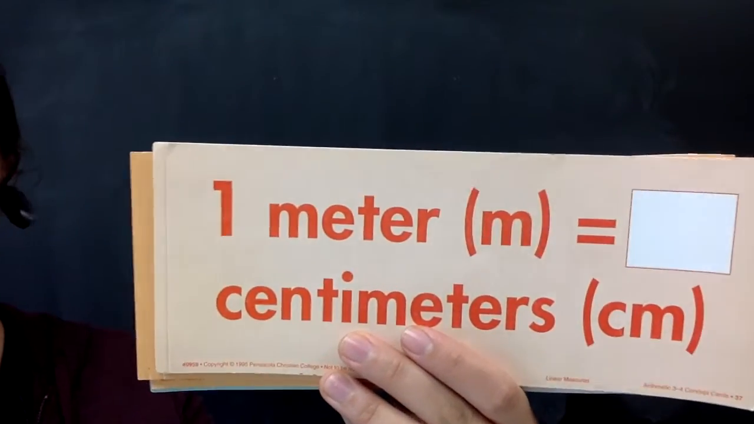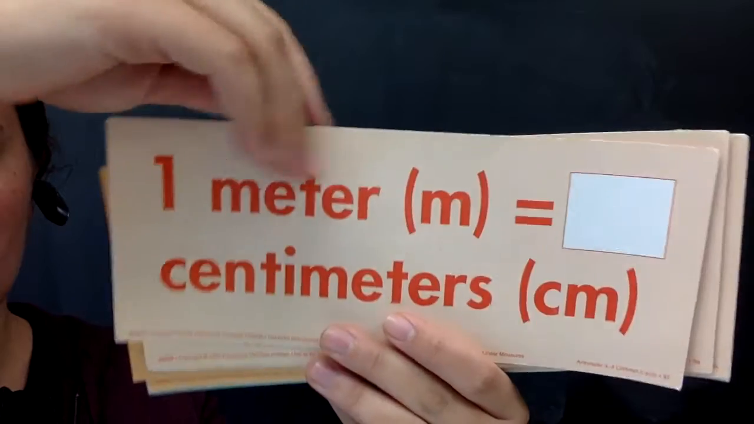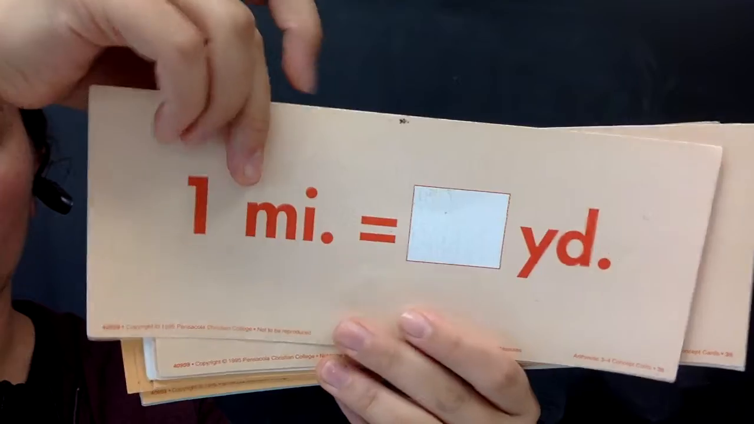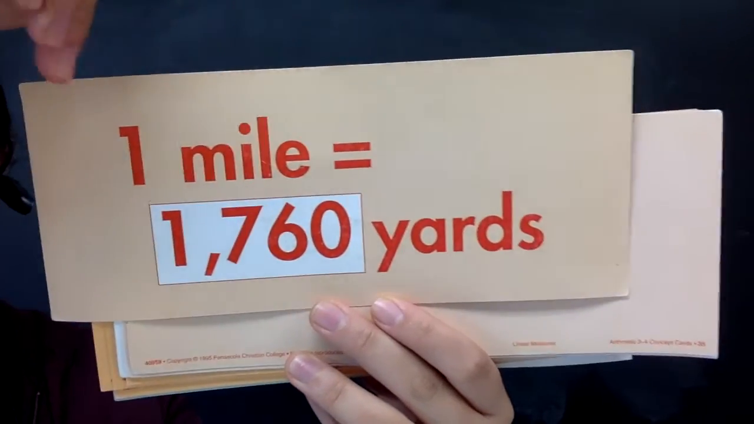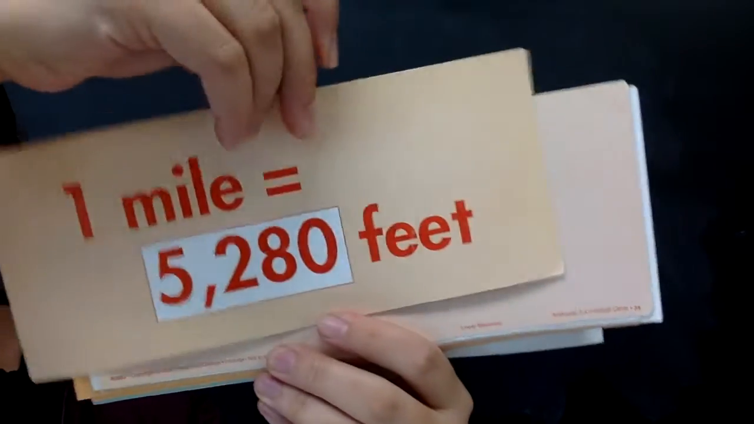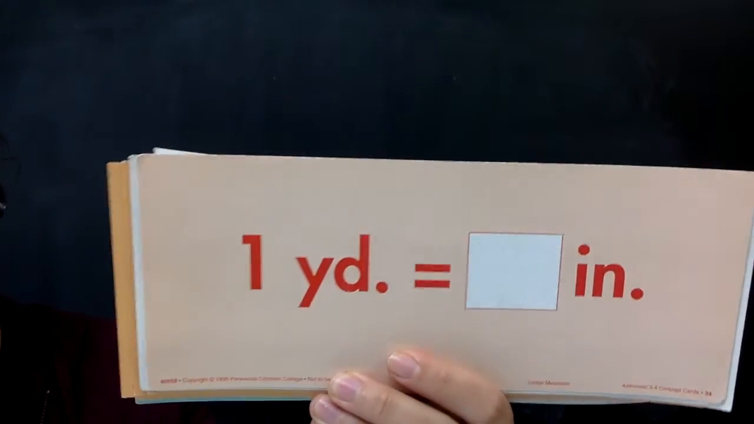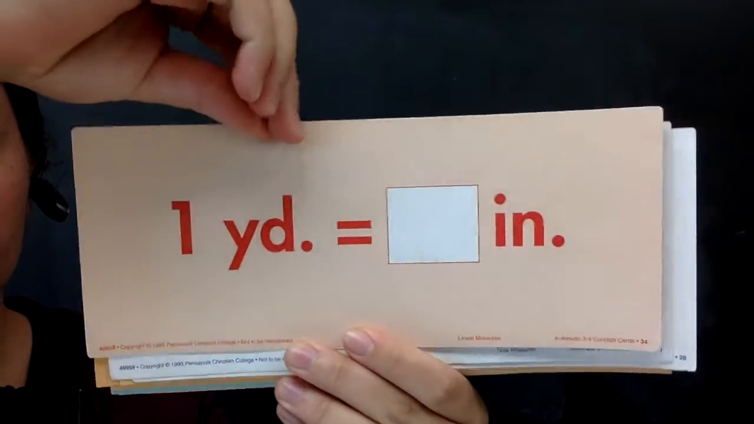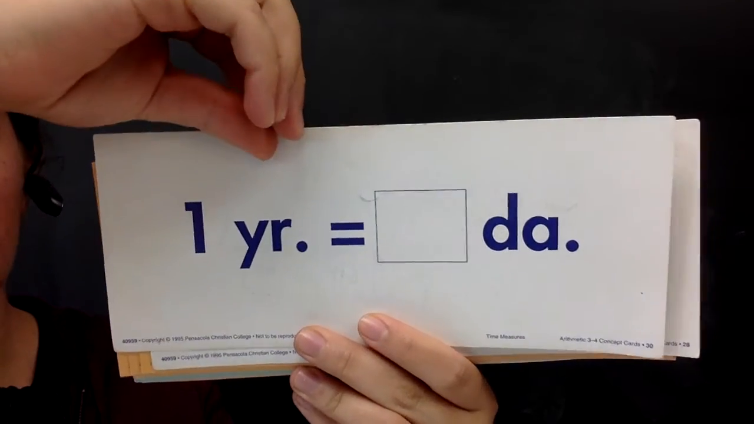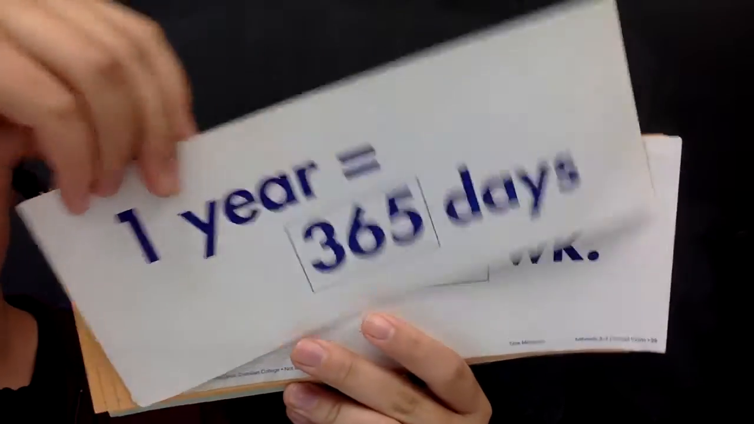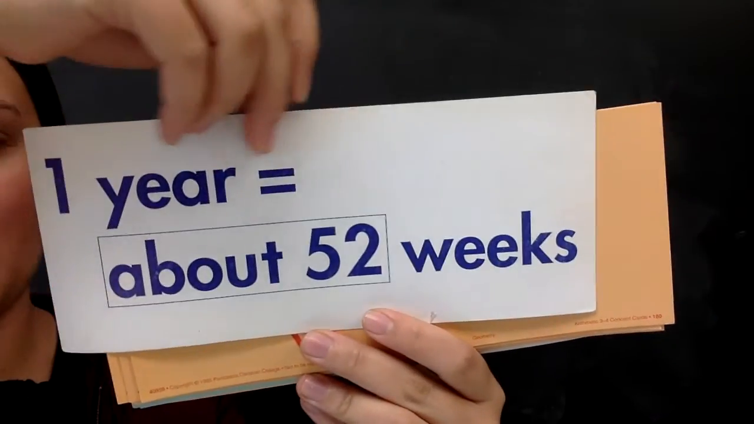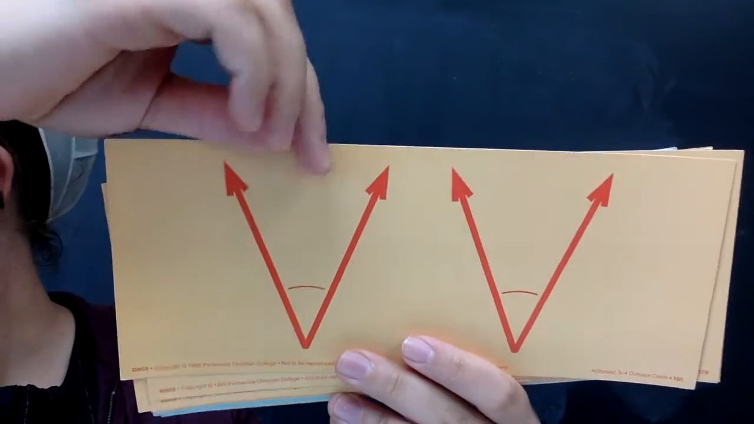2. 1 meter equals how many centimeters? 100. 1 mile equals how many yards? 1,760. 1 mile equals how many feet? 5,280. 1 yard equals how many inches? 36. 1 year equals how many days? 365. 1 year equals how many weeks? About 52. What are these called?